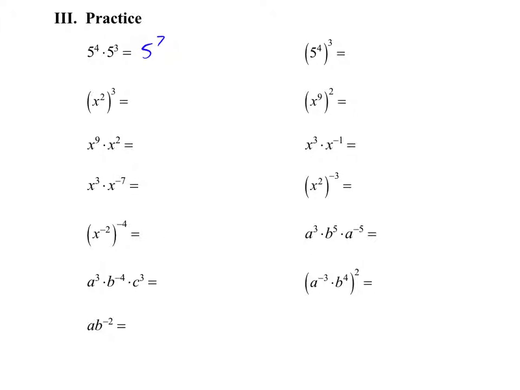So 5 to the 4th to the 3rd power, that's going to be 5 to the 12. They did an exponent. What's one step lower than an exponent? Multiplication, yep. So 4 times 3 is 12. So 5 to the 12th.